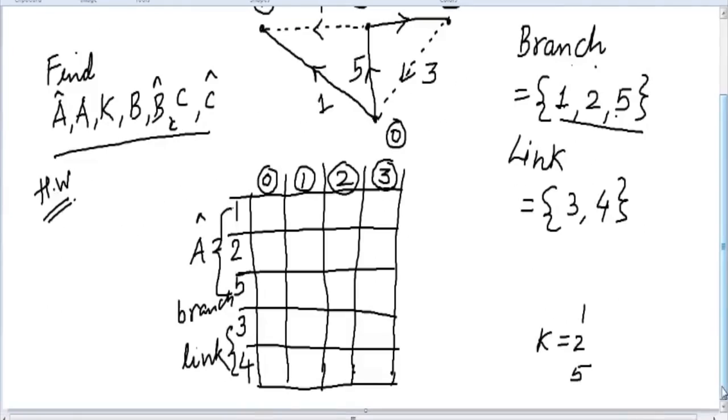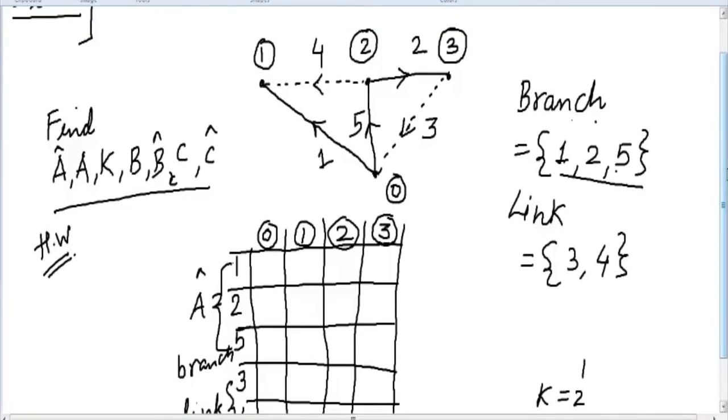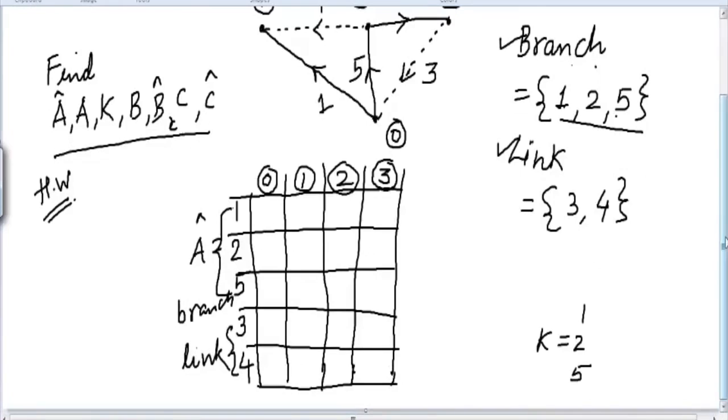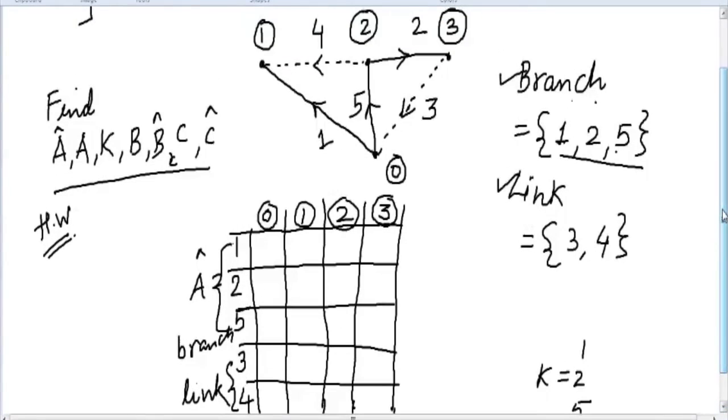And one more thing which was given to us: the graph was already supplied, and in the graph itself, as you can see, the dark lines are element number 1, 2 and 5. That's why I have written here the branches as 1, 2 and 5, and 3 and 4 are the links. This is as given in the problem. We have not taken this branch and link on our own; it was given to us in the problem itself.